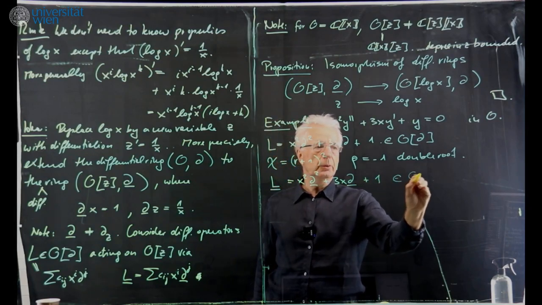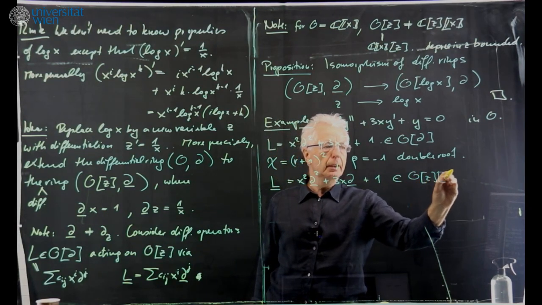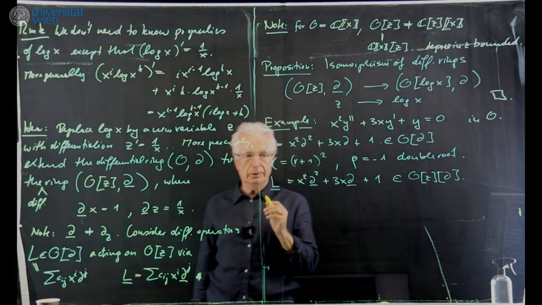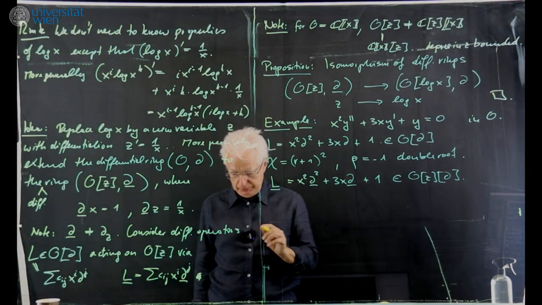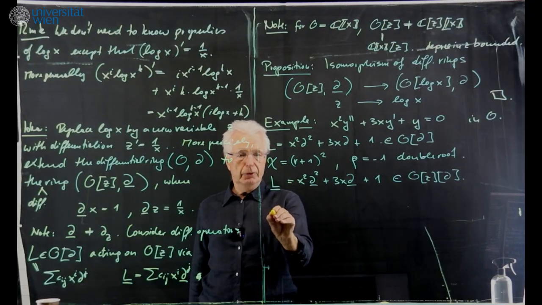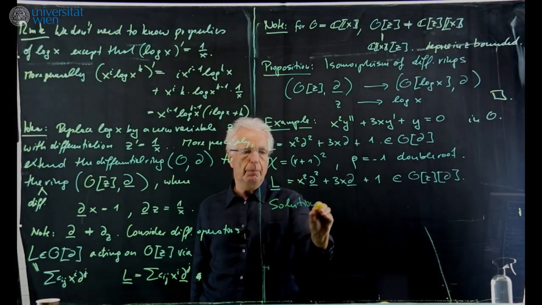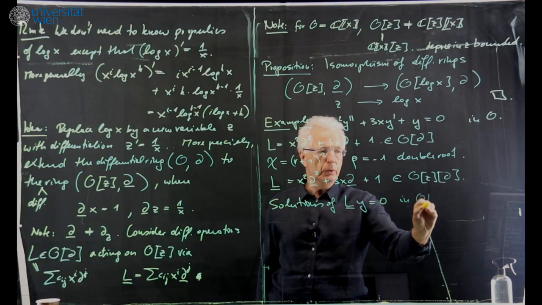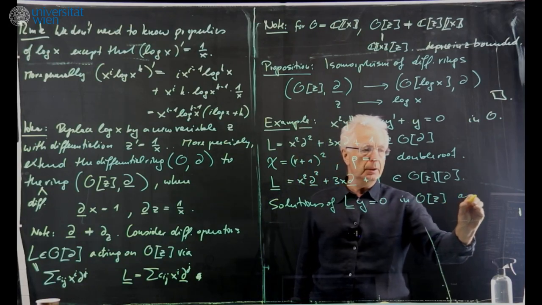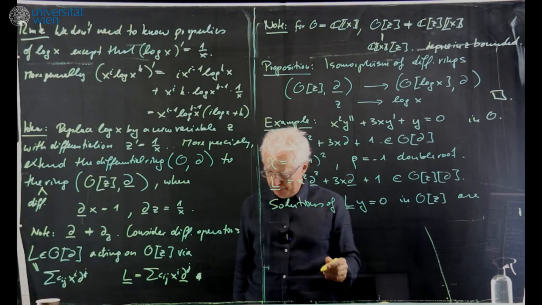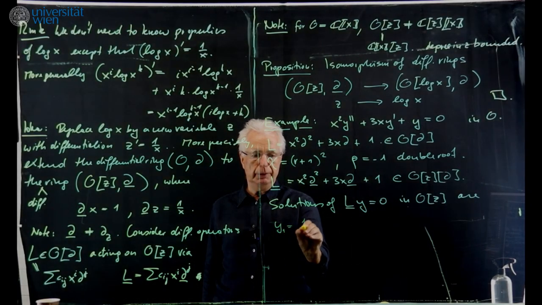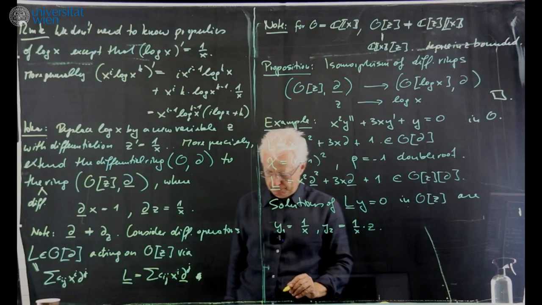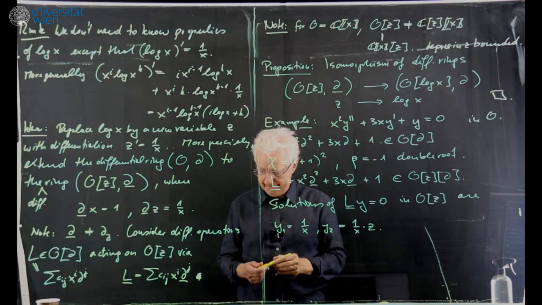Plus 1, and now in O z del. Now you will complain, oh, that's too easy. But you will see in a moment that this is very tricky afterwards. So the solutions of L bar y equals 0 in O z are, as we have seen already, y1 equals 1 over x, and y2 equals 1 over x times z.